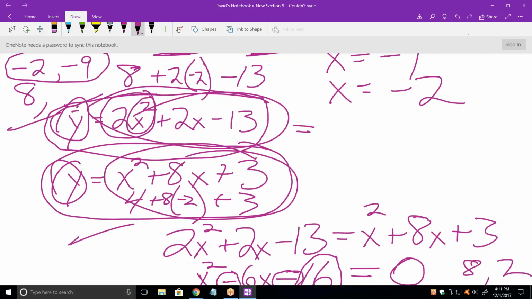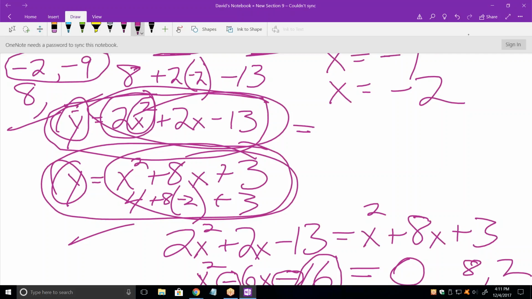Wait, what are we doing? We got two solutions on this problem. The first one was an x of -2, which gave us a y of -9. That satisfies both of these equations. And the second solution was an x of 8. We haven't yet figured out what the y is. So let's plug it into the first equation and figure out what y we get when x is 8.